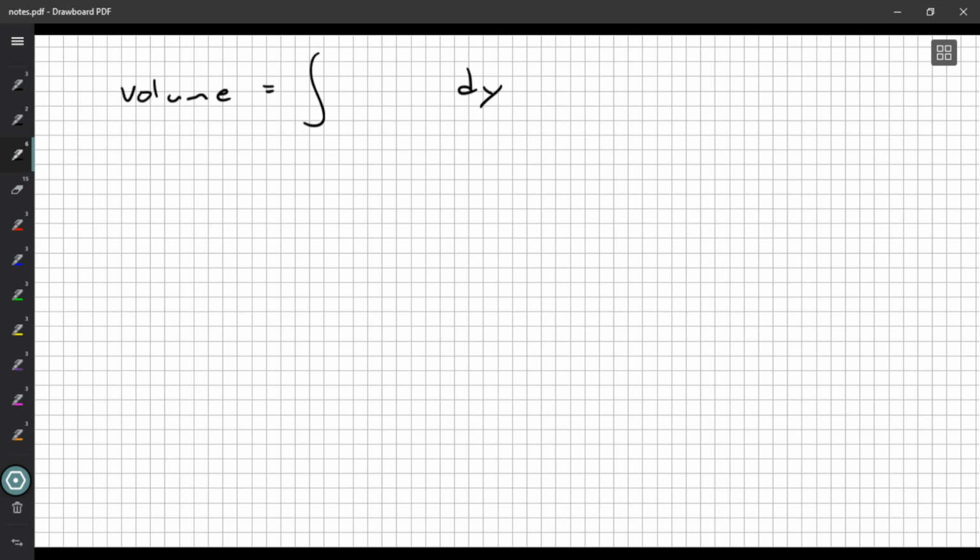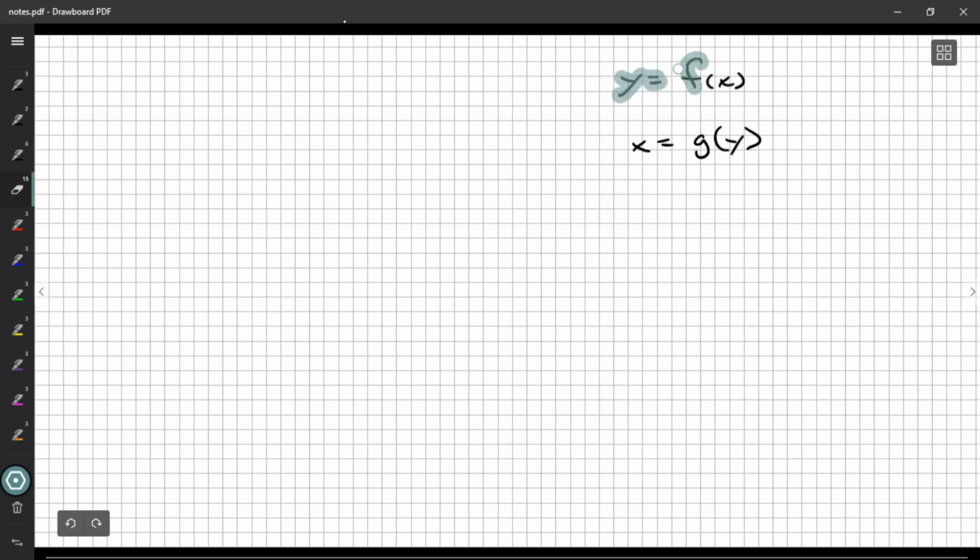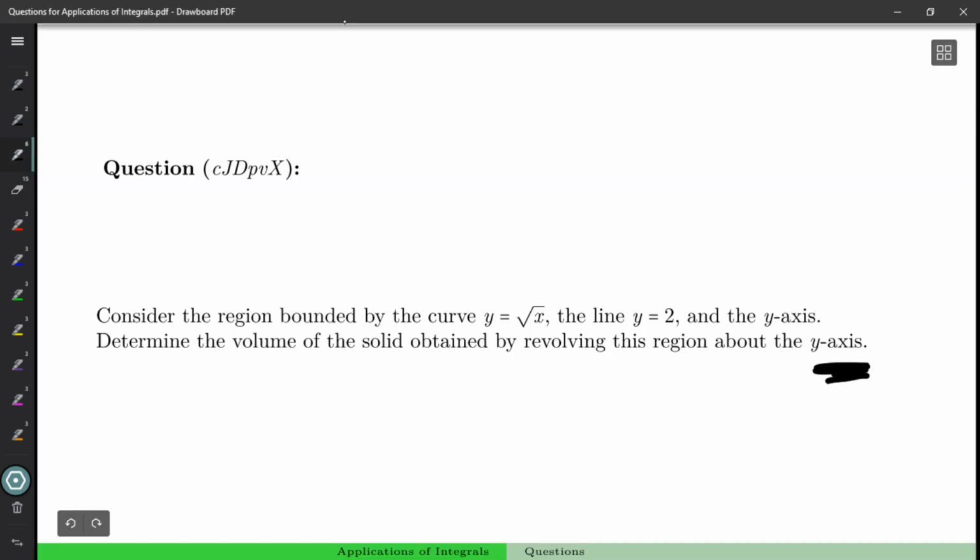But it does usually require a little bit of extra work or thought because, as we can see in this question, the way we tend to be given functions is y equals something in x. But if you're revolving around the y-axis, you really want x as a function of y. So sometimes we have to do a little bit of a rewrite. Okay. If it helps, sketching the curve can always be nice.